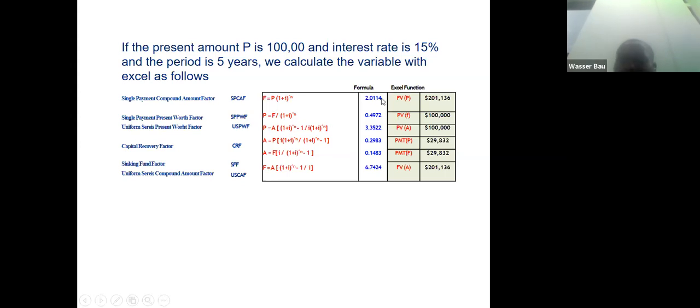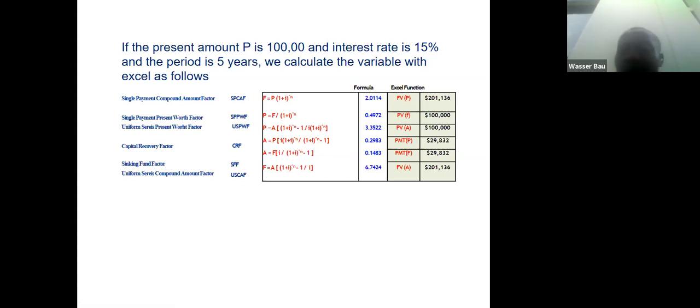So for the future payments, this is what it is. For 5 years at 15%, this 100,000 will become 200,000 after 5 years, and that is the future payment. For the present payment, it will be 100,000, which is simply the future amount multiplied by the factor.